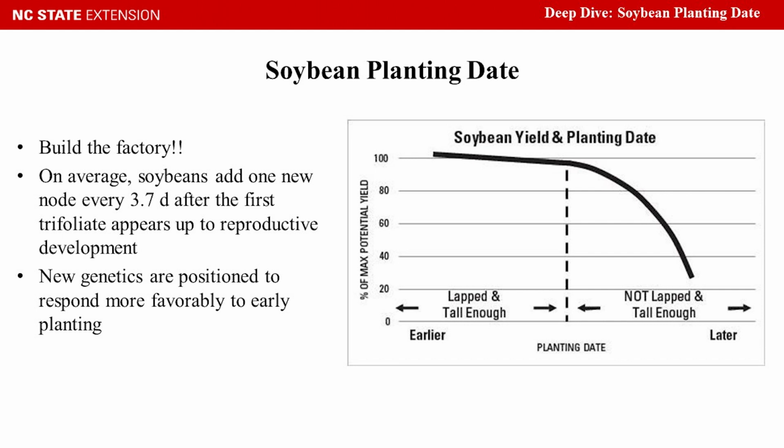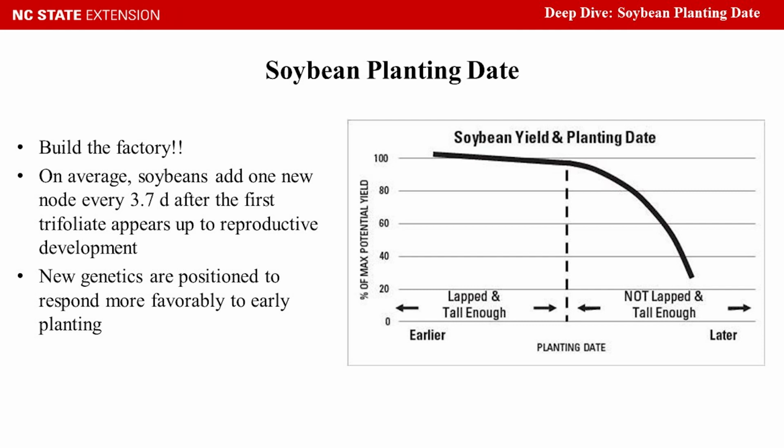So in this very simple graph, you can see on the x-axis we've got earlier planted beans to later planted beans. This is percent of max yield. At some point, if you've lapped the middles and they've gotten tall enough, you're at maximum yield potential. And we'll look at a little more data on that in just a moment. But why do we need to get there? You need to build the factory, the vegetative factory, to drive yield.